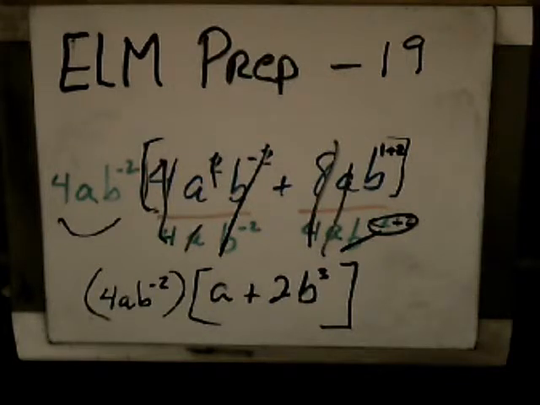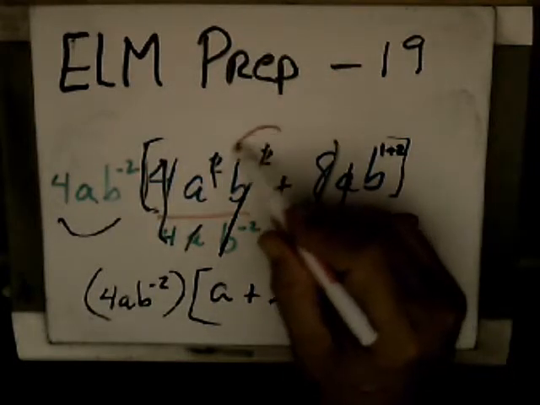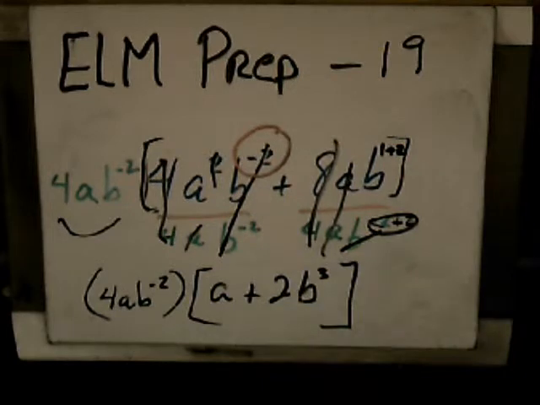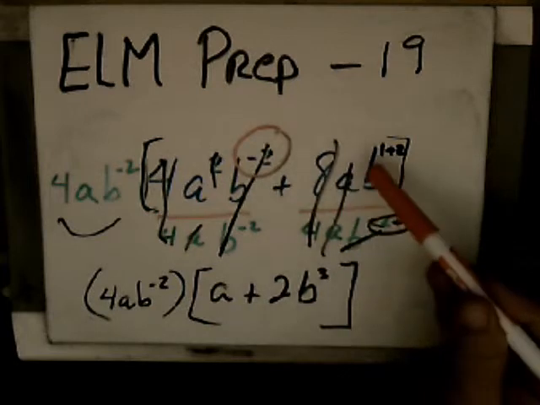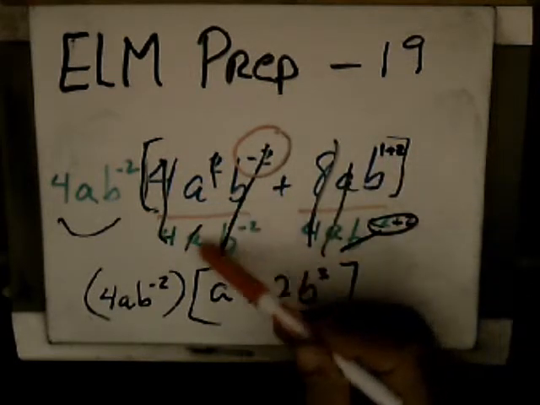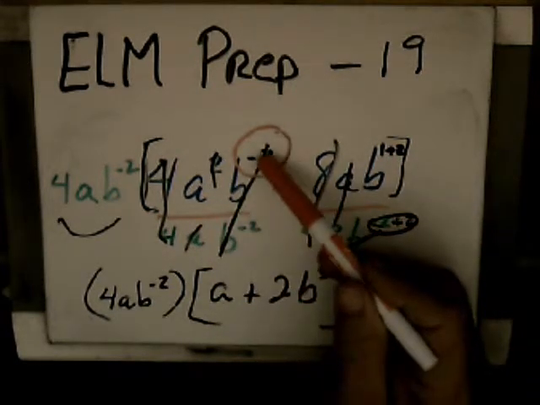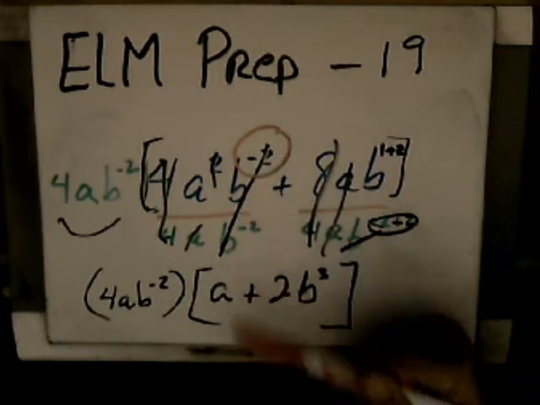Like I say, this is an unusual problem. I don't think you will see this kind of problem on the ELM test. However, if it crops up, you know what to do. You divide out the lesser letter. Well, minus 2 is less than 1, so I divided by the minus 2. Minus 2 divided by minus 2 is just 1.